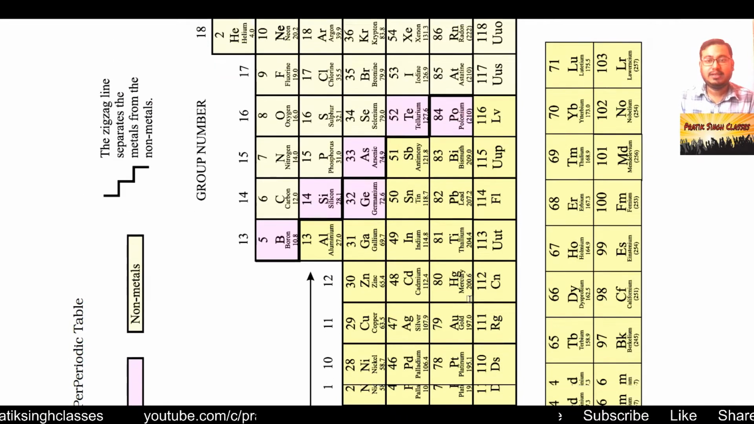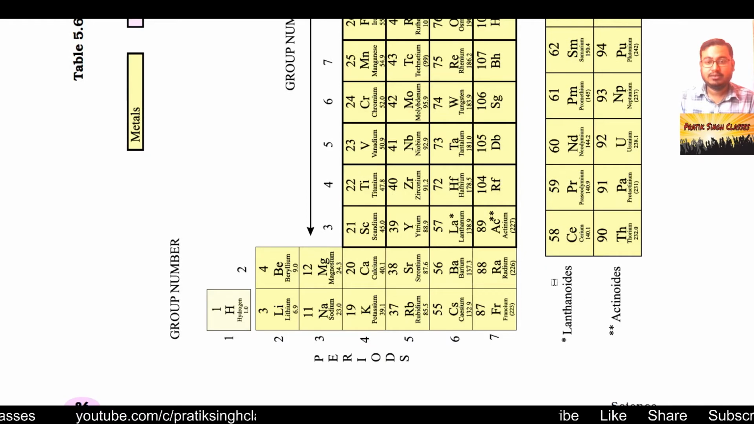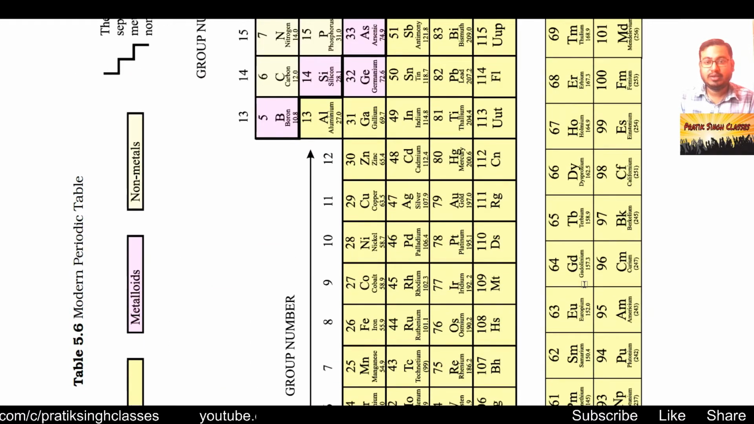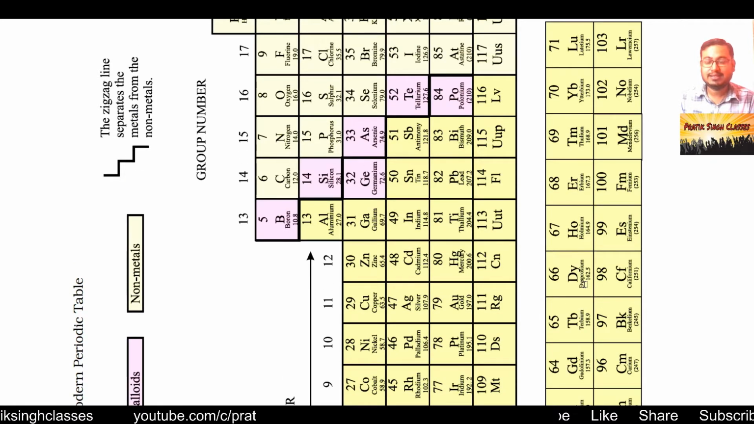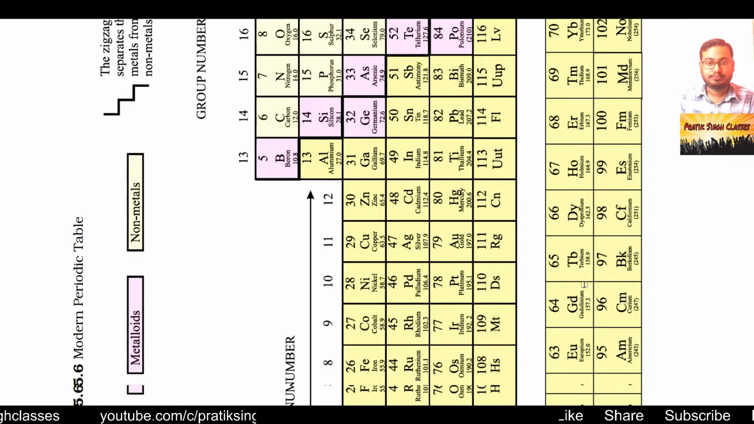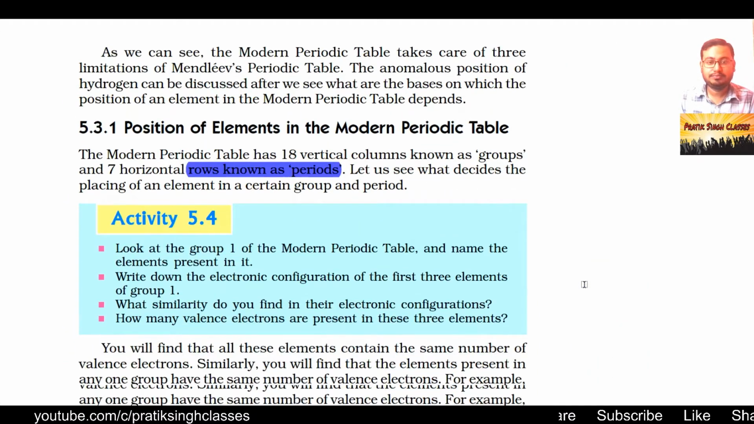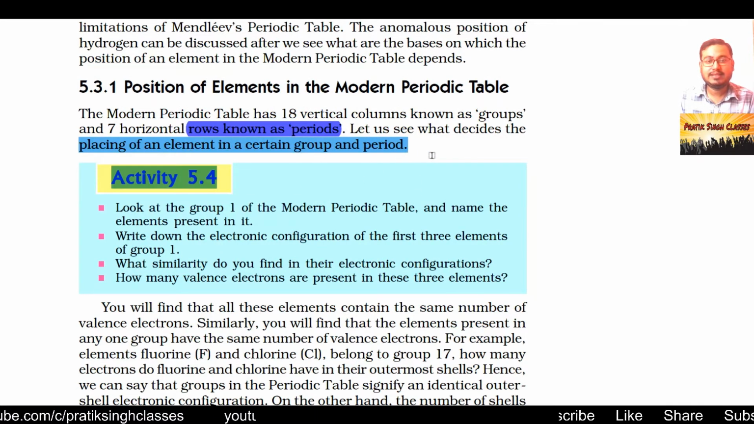In addition to that, there are two separate series called lanthanides and actinides, which were kept separate from this periodic table, which is a drawback in the modern periodic table, but it has its other significance and benefits also. Coming back to our section 5.3.1, let us see what decides the placing of elements in a certain group and period.